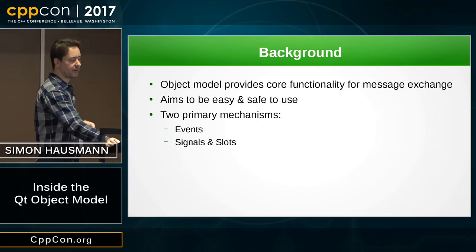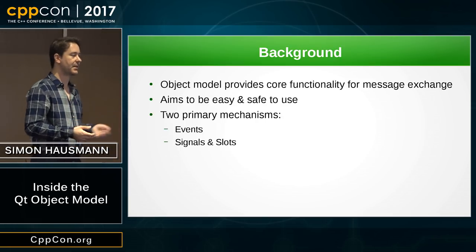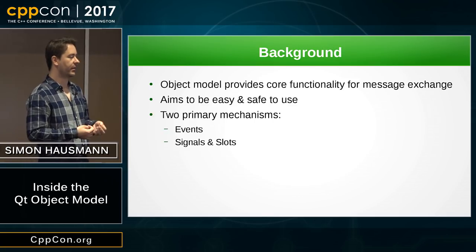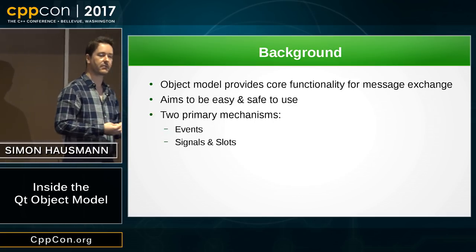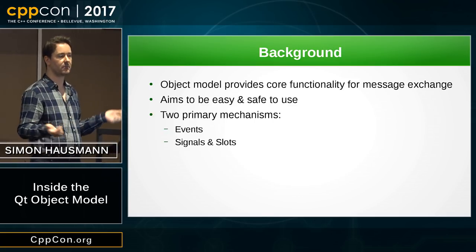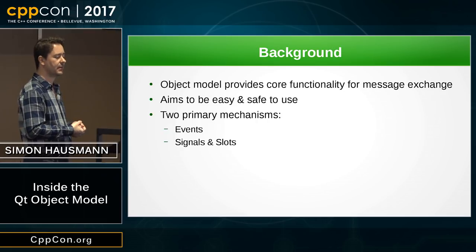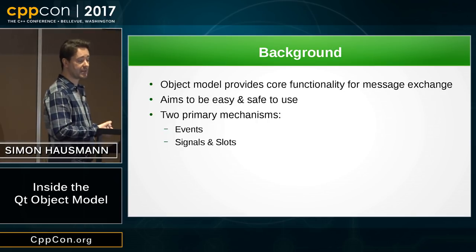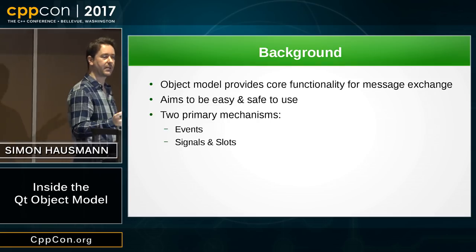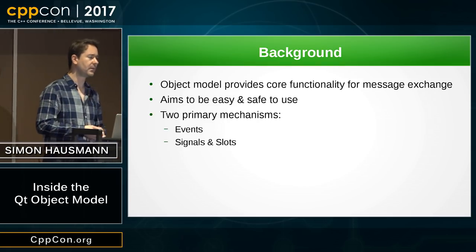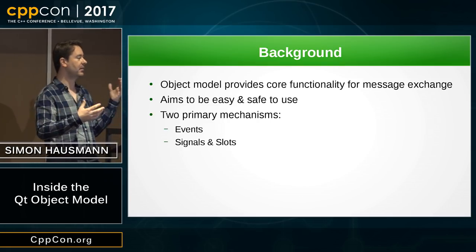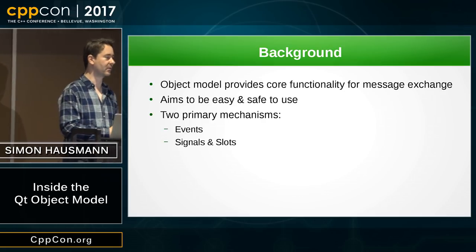And so the primary two mechanisms in Qt for passing messages, one of them is sending events. This is exactly what you think it is. You just send an event to an object, and maybe that object will deal with the event, or it won't. That's just a virtual method, basically. And the other mechanism we have is signals and slots, which I'm going to assume you have heard of before anyway, because it's been around for a long time.